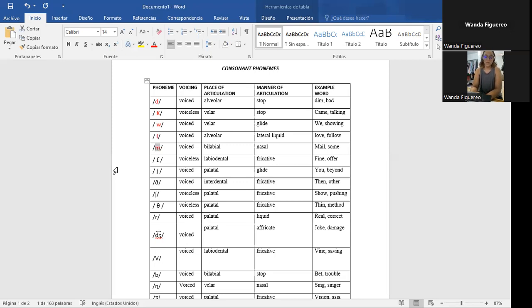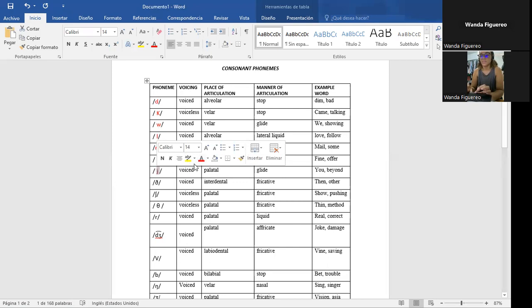We also have the next sound. I don't know if you can hear that. The sound is like pronouncing a th, but our tongue is in between our teeth, I mean, upper and lower teeth. So it's a voiced interdental fricative. That's what this one is. Wait, we have done this one.